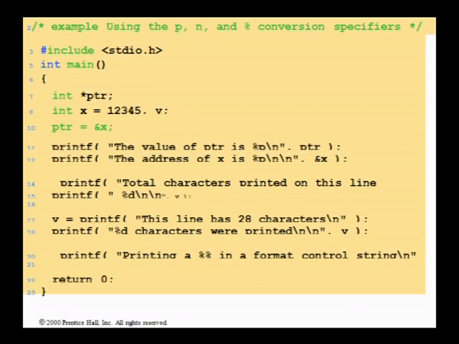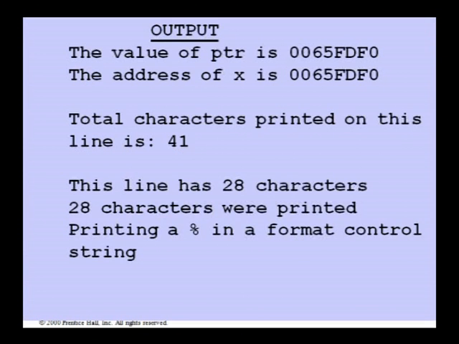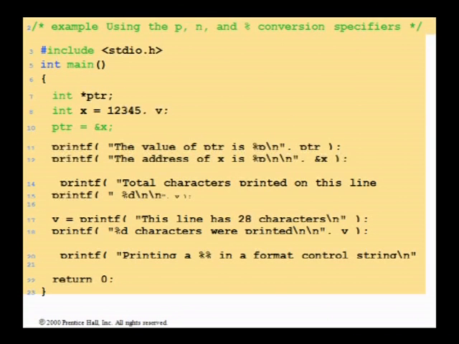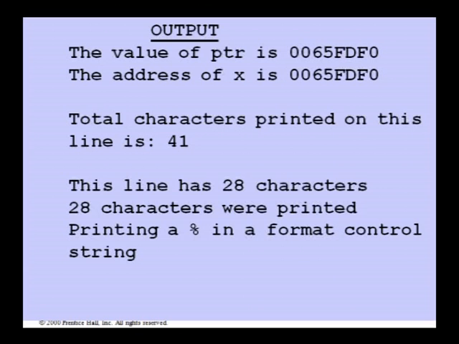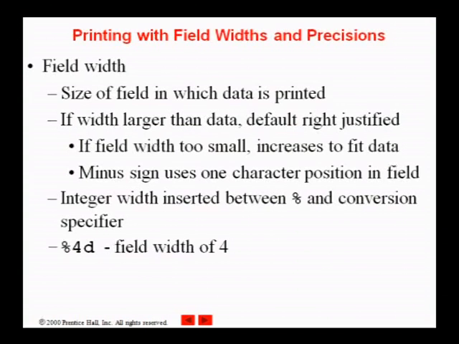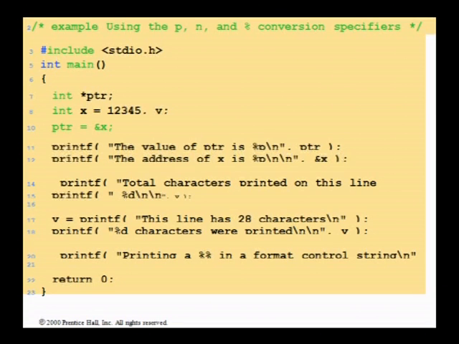Then the printf, total characters printed on this line. How many characters have been printed? So 41 characters. The total characters printed on this line is 41, that is percentage d. We are going to print the total printed on this line as percentage d, and you specify that with v. Here, v is equal to printf. This line has 28 characters, so 28 characters were printed. Again we are displaying percentage d, 28 characters were printed, and it has been displayed here.